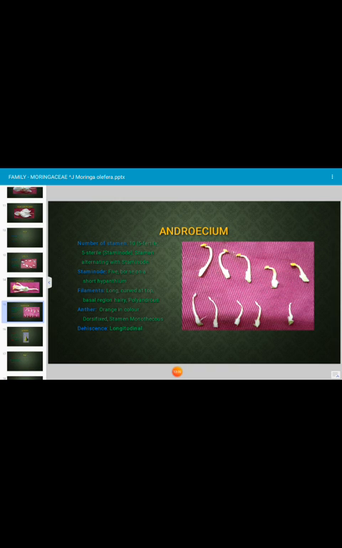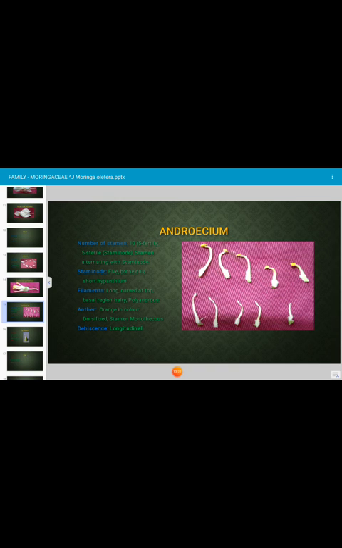And how are the filaments? What is a filament? The stalk of the stamen is known as the filament, and the filament is long, curved, and at the basal region of the filament hairy growth is there. All the stamens are free, all the filaments are free in the flower. If the stamens are free, that is described as the polyandrous condition.